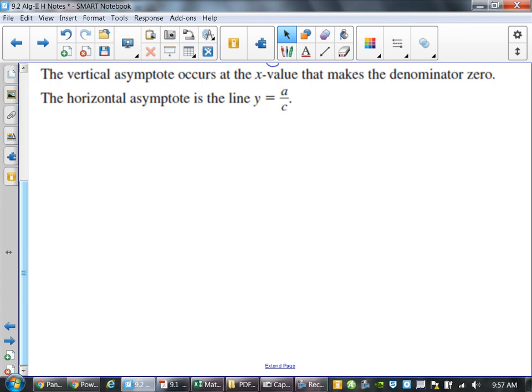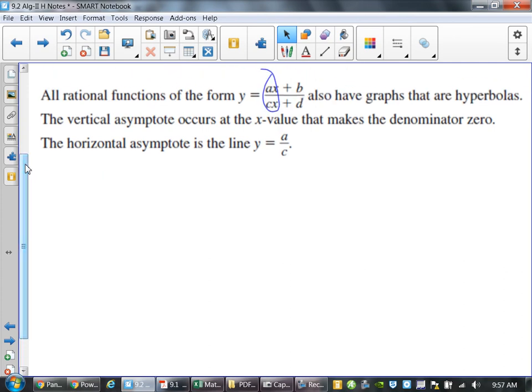You still have to deal with your vertical asymptote at the 0 of the denominator. So if you have, for example, y equals 3x minus 2 over 2x plus 1.